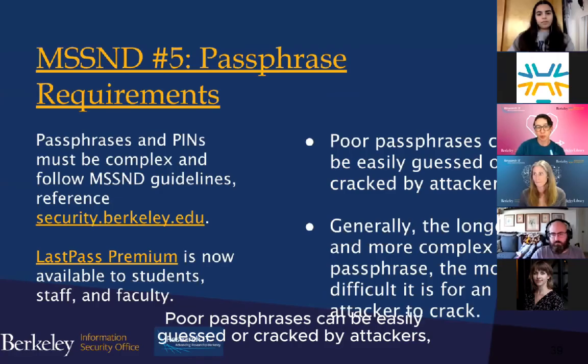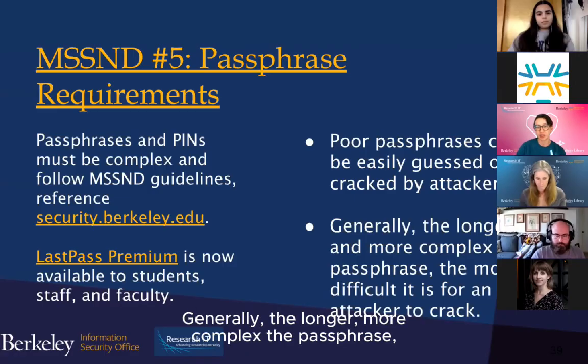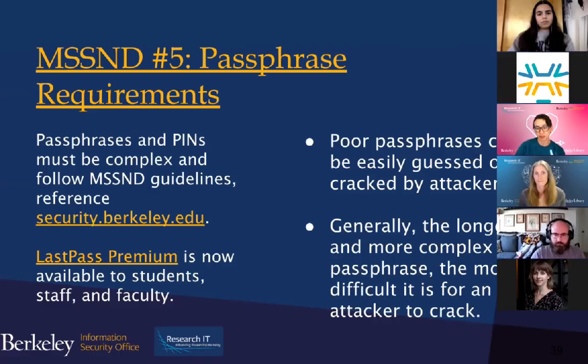Tomorrow, I also will go over LastPass Premium, which is now available to students, staff, and faculty. Poor passphrases can be easily guessed or cracked by attackers, giving them access to your systems. Generally, the longer and more complex the passphrase, the more difficult it is for an attacker to crack.